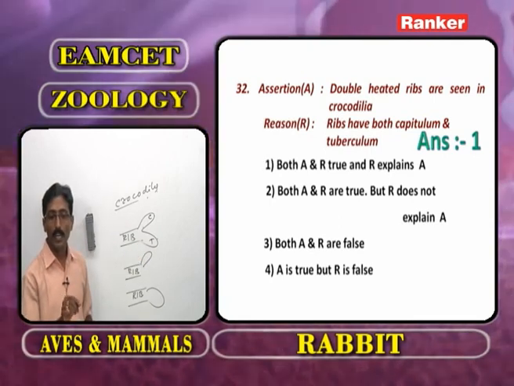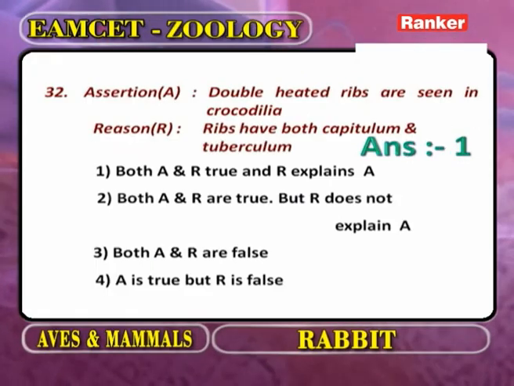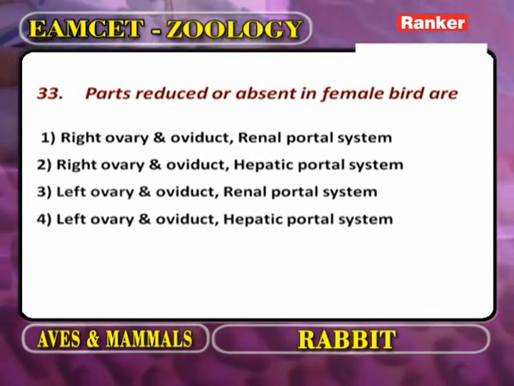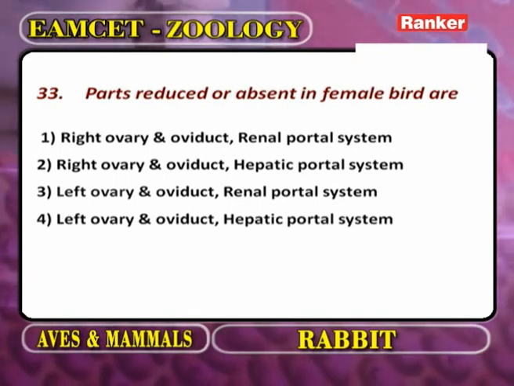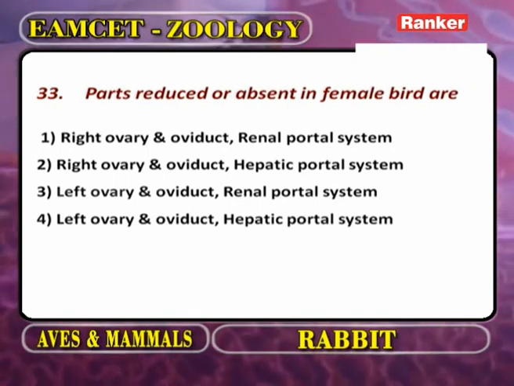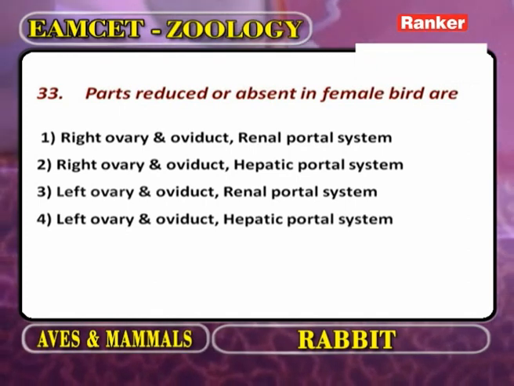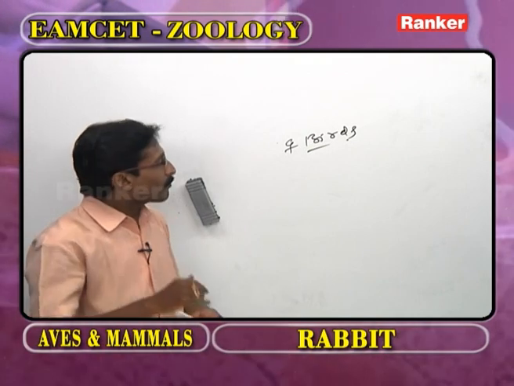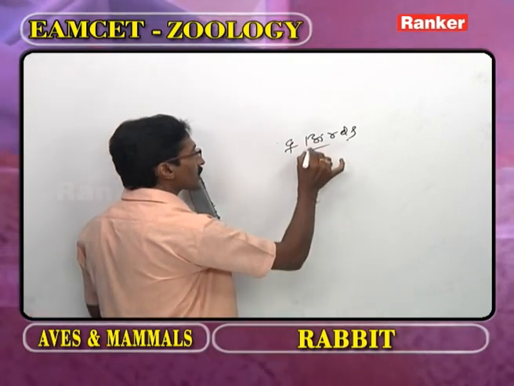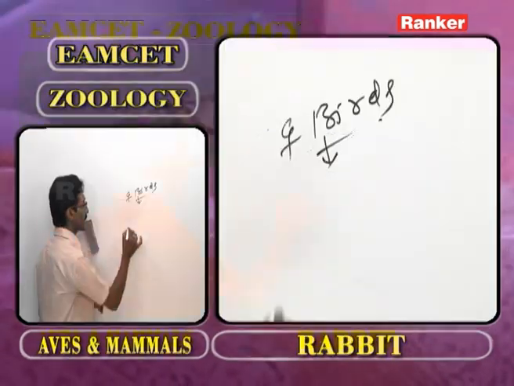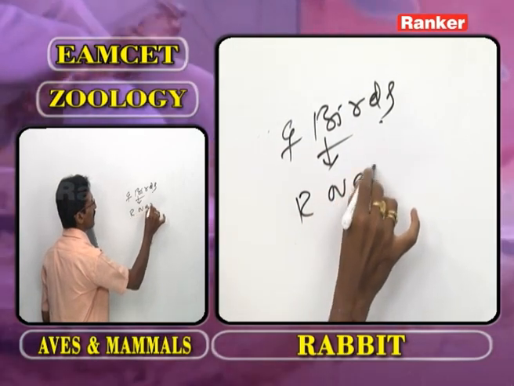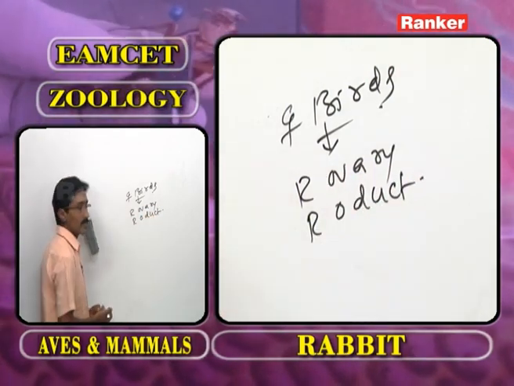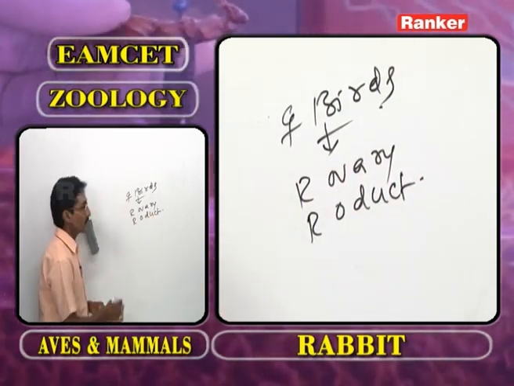Pods reduced or absent in female birds. Now as we observe the female birds, in order to reduce the body weight, one adaptation in the body of female birds is that the right side ovary and right side oviduct are reduced or atrophied. In the birds, the renal portal system is also reduced.